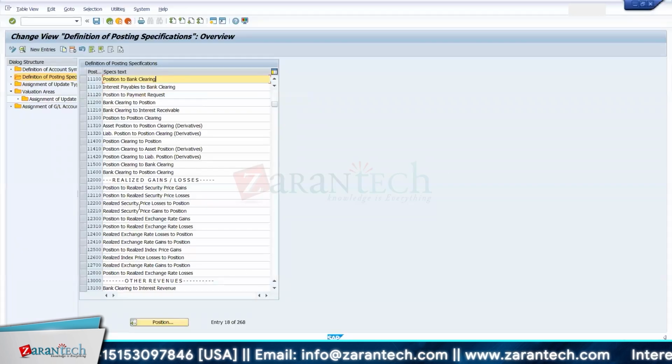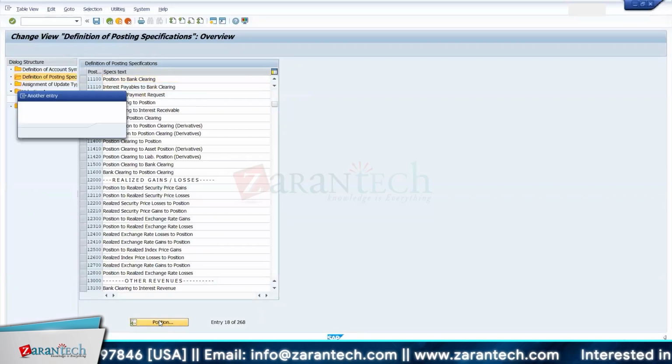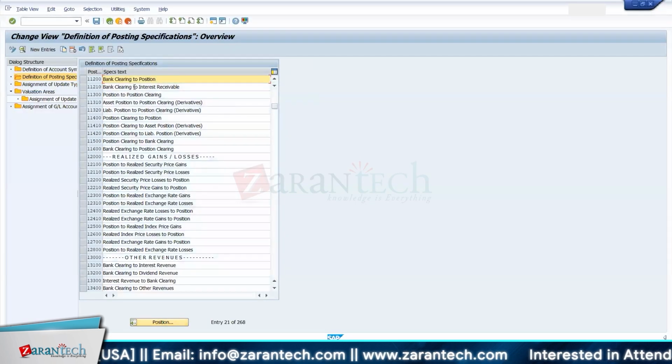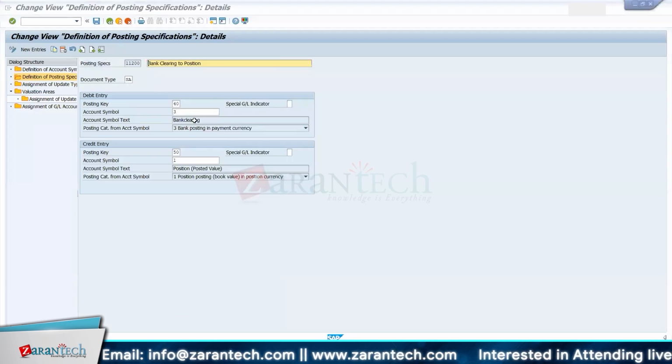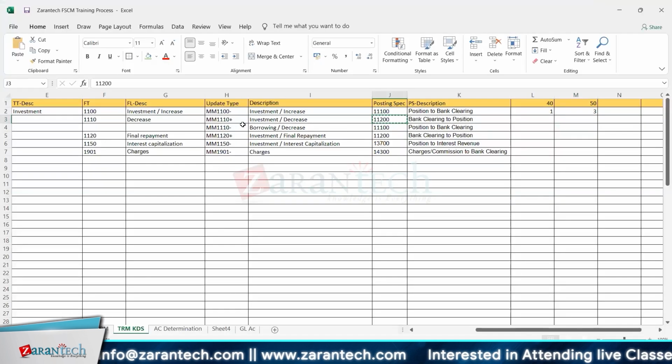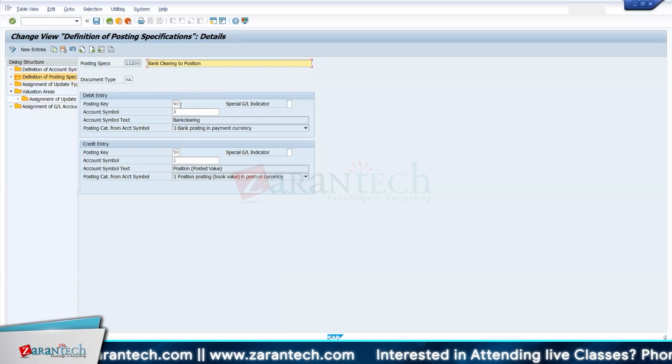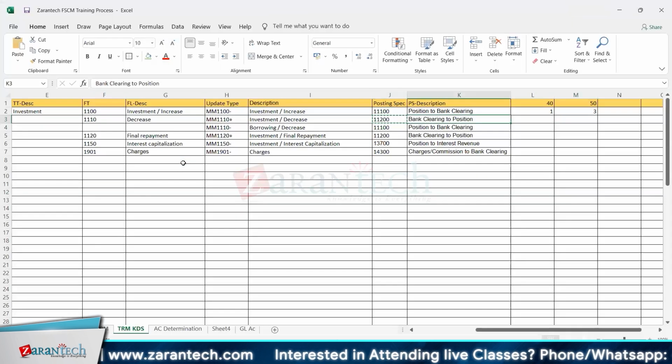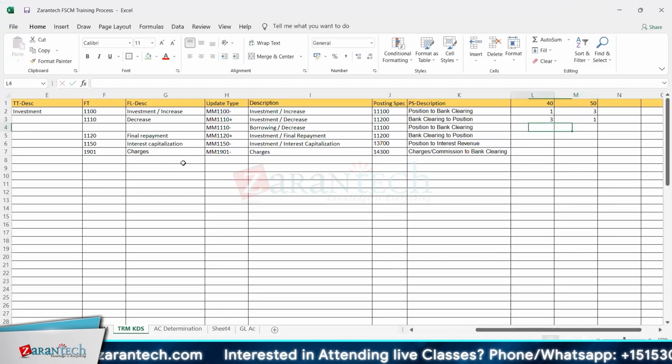I'll go to the next account posting specification. Bank clearing to position. So here, this is inflow. That's why it is saying bank account debit and position account credit. So it is nothing but reversal. Then I'll go to this.